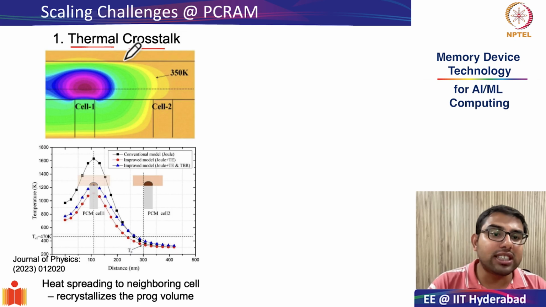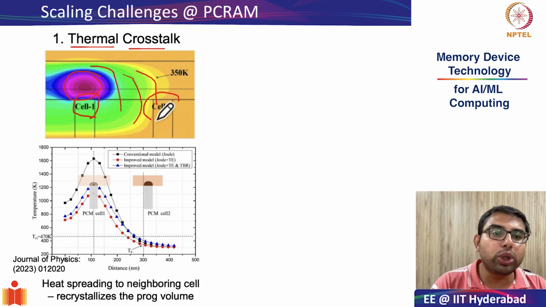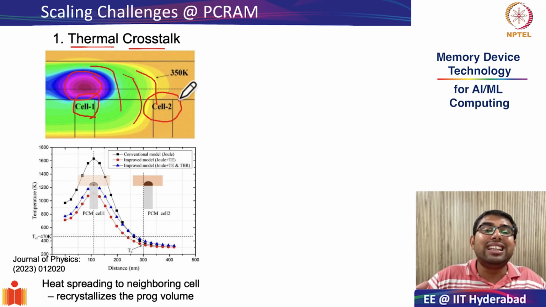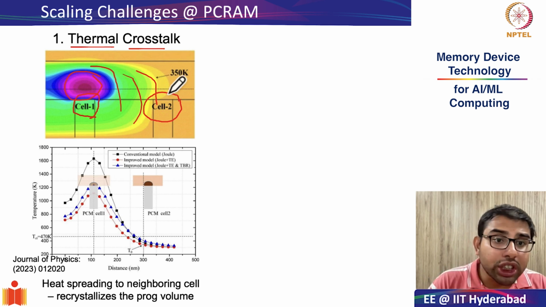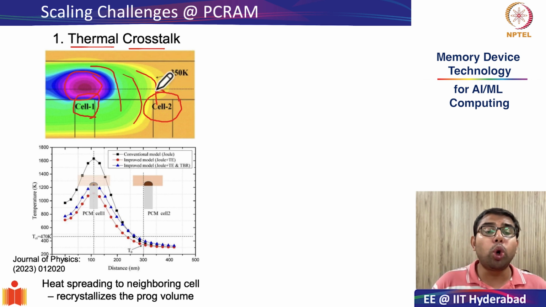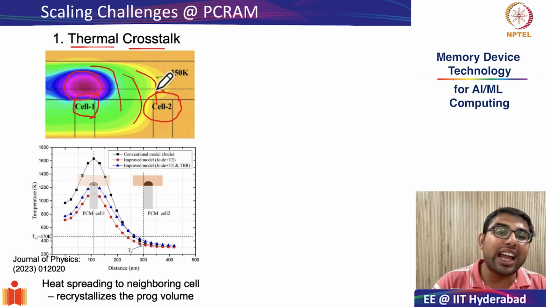Let me explain with this example. In this particular simulation, what has been shown is cell 1, which has been programmed. So there is a large amount of heat generated because of this reset pulse. As you can see, this heat or the temperature gradient has now spread out to the second cell also. And because this spread in the second cell is so large, it reaches temperatures which could be close to the recrystallization temperature of this particular material.